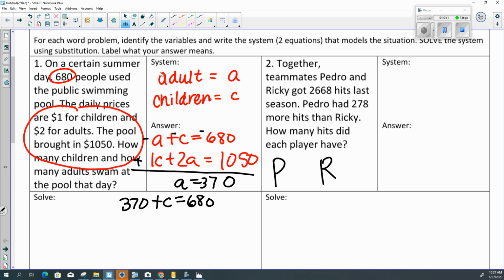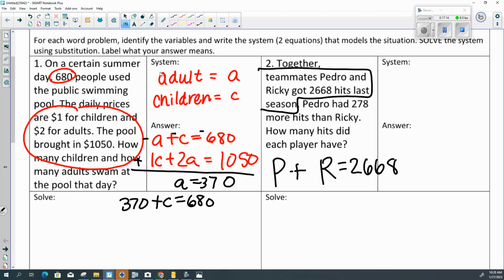Okay, this one does not have 2 different situations. Do you see that? It's got Pedro and Ricky, and it's got totals and then a second sentence. So let's stick with this first bit of information. Together, they have 2,668 hits. What does together mean? What is the math operation that brings numbers together? Do you all know this? Hopefully. That's what the first sentence is telling us.